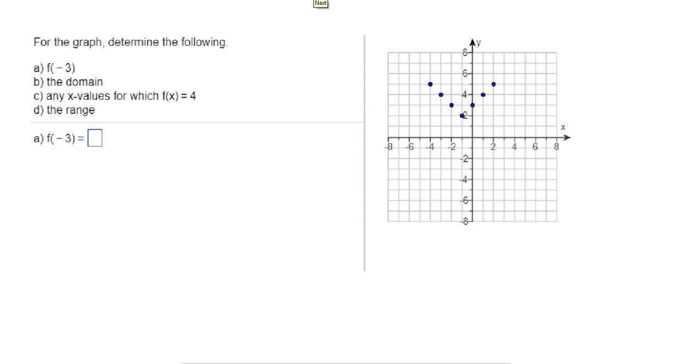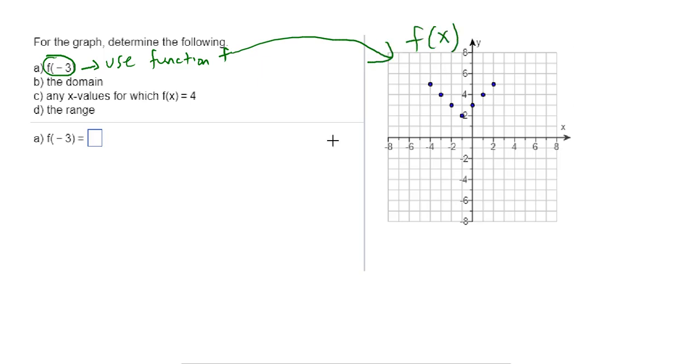All right, so for the graph, let's determine the following. First, for part A, it wants us to determine f of -3. If you remember from the previous section, section 2.2, we talked about function notation, and this is telling me to use function f, which we have to presume is the graph we were given. So this is the graph, function f over here. This is f of x. And we're going to let x equal -3. Whatever's in the parentheses is the number that's being plugged in for x.